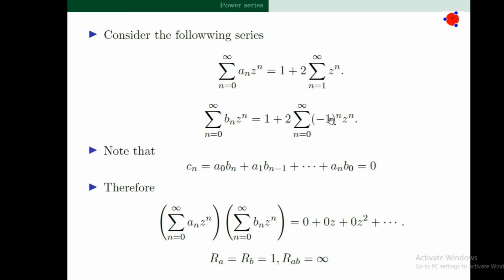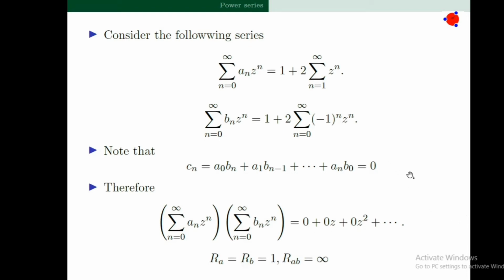And note that the radius of convergence of the first power series, that is 1 plus 2 into summation n equal to 1 to infinity z^n, has coefficients 1, 2, 2 etc. So in this case the radius of convergence is 1. Similarly, the radius of convergence of the second power series is also 1, and the radius of convergence of the Cauchy product is infinity. Here all the coefficients are 0.